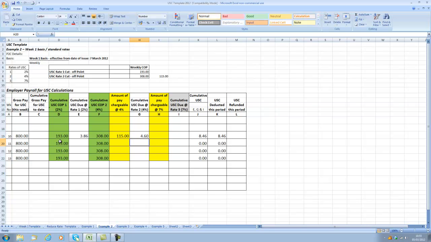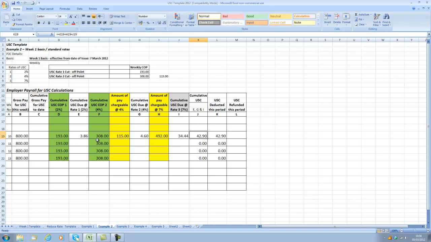So to date, I have €193 at 2%, €115 at 4%, which brings me up to 308. So it's the amount then in excess of 308 that's going to be liable to the 7%. So my gross pay is €800 less my 308, so that gives me €492 that's going to be liable at 7%, and 7% is €34.44. So in week 1 my total USC deduction is going to be €42.90.